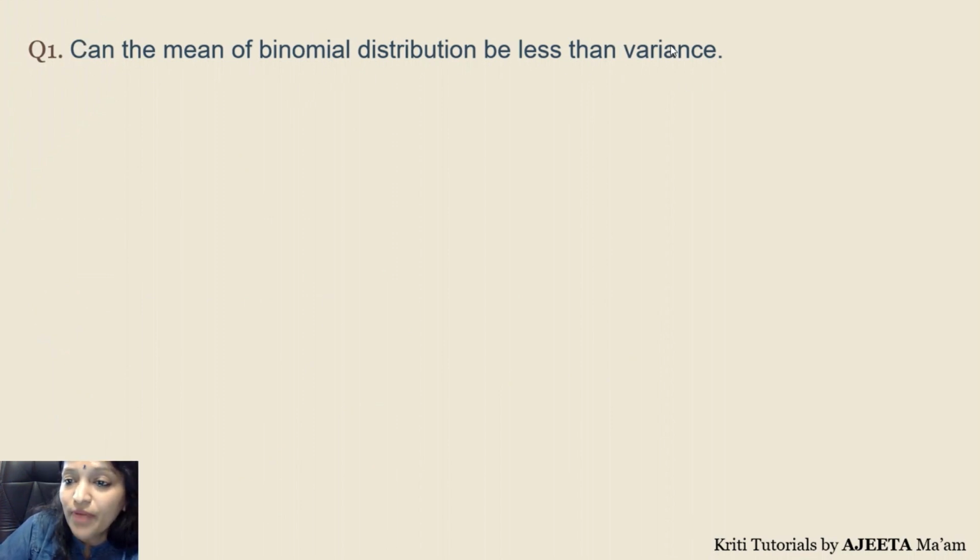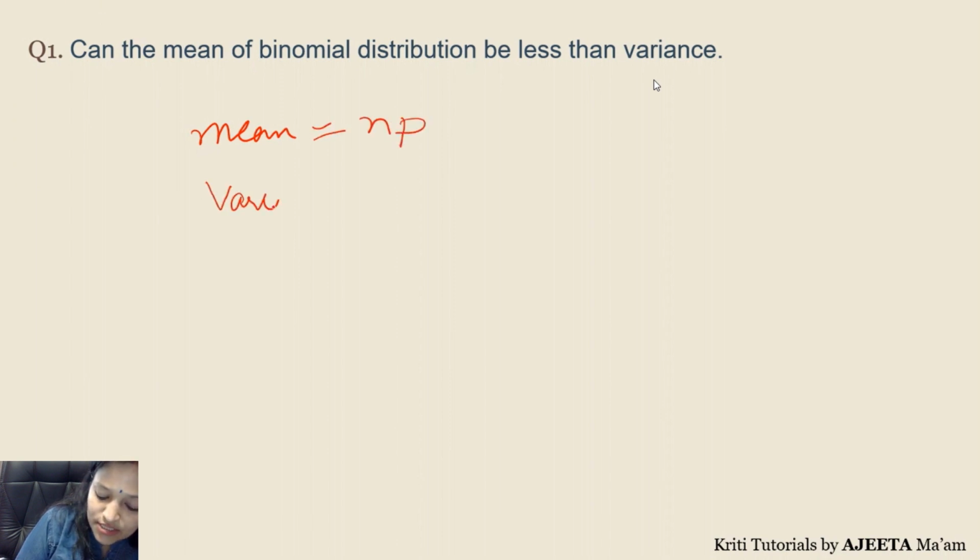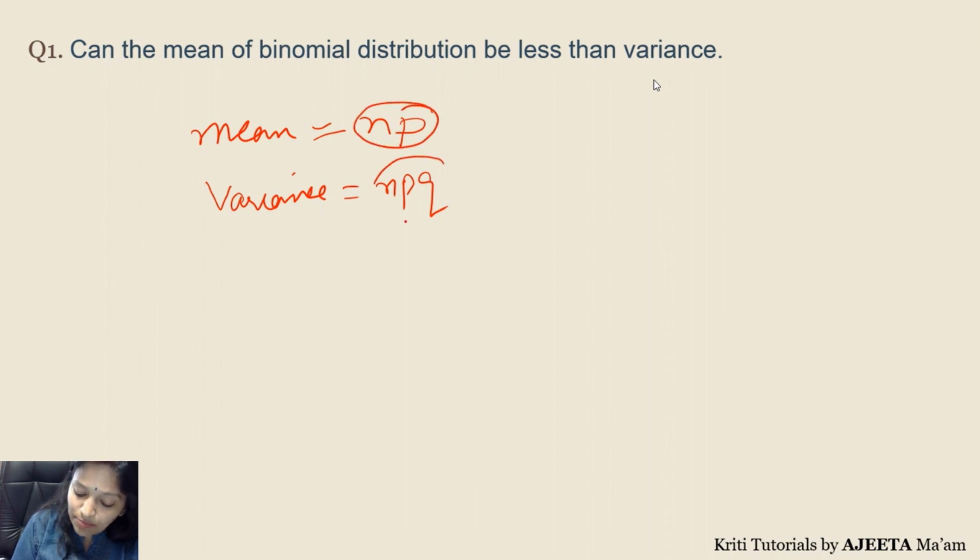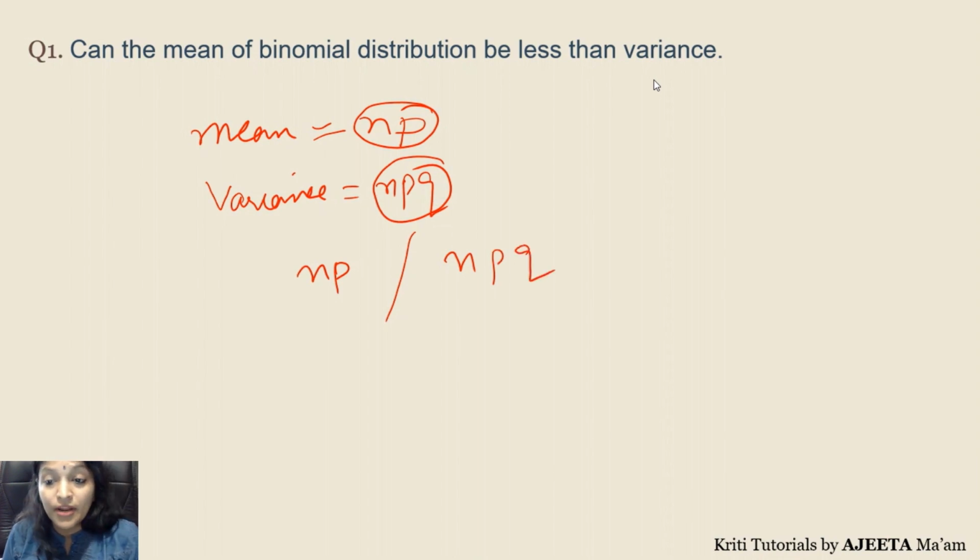Now, can the mean of a binomial distribution be less than the variance? Just try to think. What is the formula of mean? Mean is np. What is variance? Variance is npq. Now, what's the relation between the two? It will depend on the value of q. np and npq are in product.